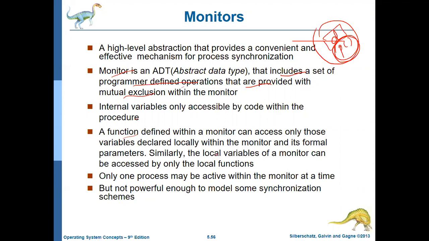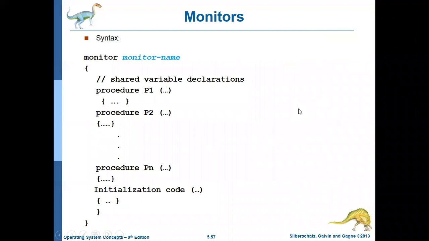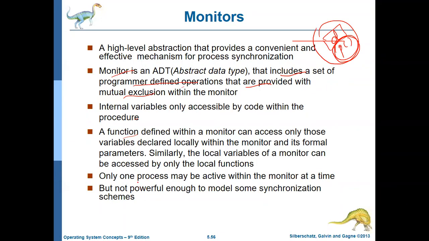And that is why we said the local variables of a monitor can be accessed only by the local functions. So this is the basic syntax of a monitor, and I'll explain this in detail. Before that, one thing we have to understand is that only one process may be active within the monitor at a particular time. That is the advantage. As I said, the monitor is designed in such a way that mutual exclusion is provided within the monitor.